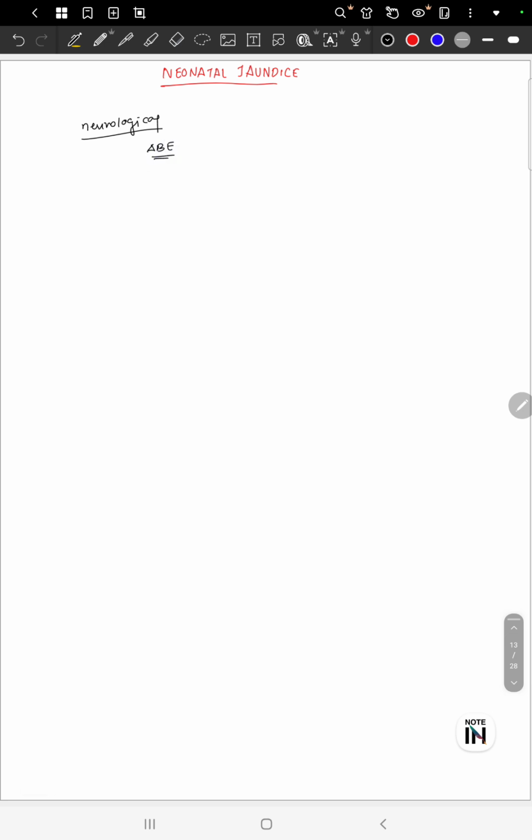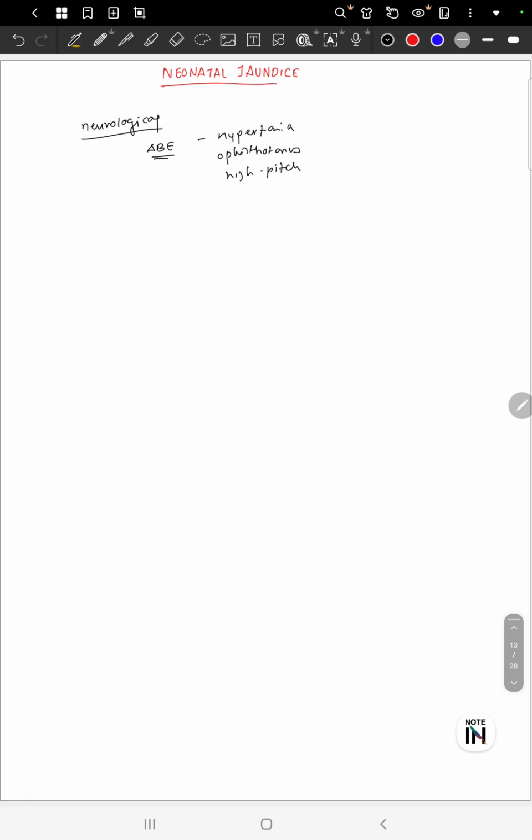In acute bilirubin encephalopathy, the tone of the muscles increases, so that is called hypertonia. Because the tone of the muscles increases, it gives an arched position of the back, that is called opisthotonus. We all know this, right? And also a high-pitched cry. These are some of the features of acute bilirubin encephalopathy.